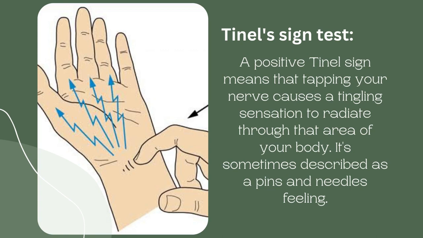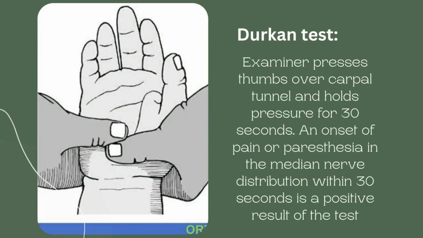Next is Tinel's sign test. In this test, you have to tap at the carpal tunnel compartment about 3 to 5 times. It will cause a tingling sensation to radiate through that area of the pain. If the feeling is like pins and needles, then it shows that the Tinel's sign test is positive. Then comes Durkan's sign. For this test, you have to press over the carpal tunnel compartment and hold for 30 seconds. It will cause pain in the area and shows a positive sign of the Durkan test.